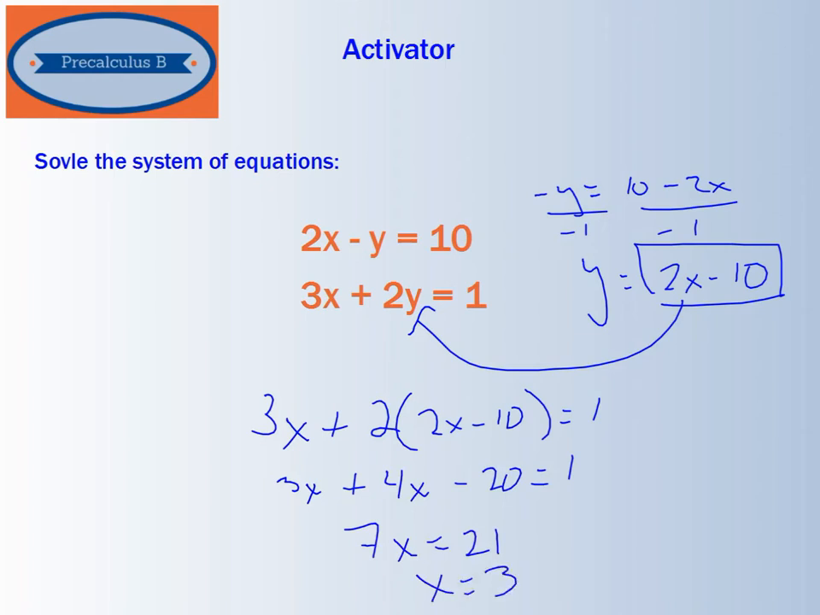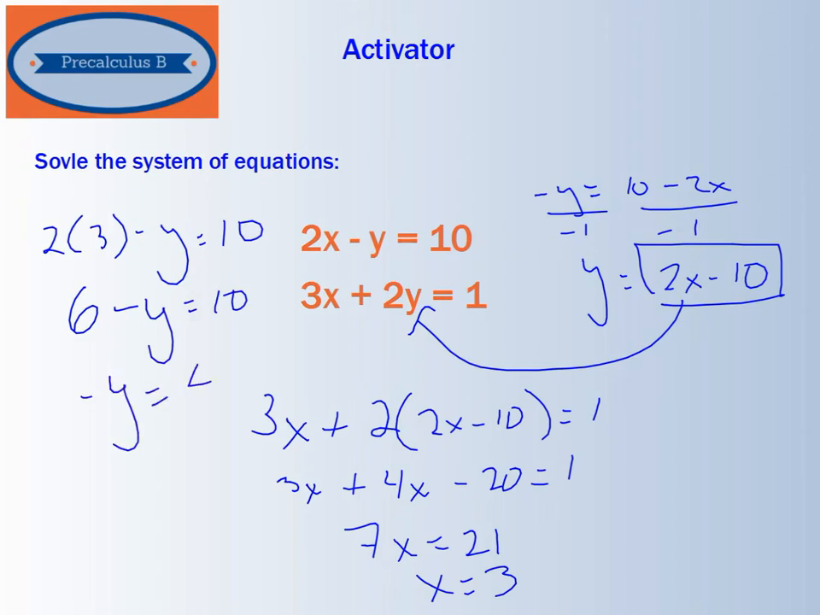We then plug that back in. You get 2 times 3 minus y equals 10. 6 minus y is 10. Subtract 6 from both sides, you get negative y equals 4. Therefore, y is equal to negative 4. So we're able to solve: y is negative 4, x is 3. We were able to solve the system, and I did it this way using substitution.